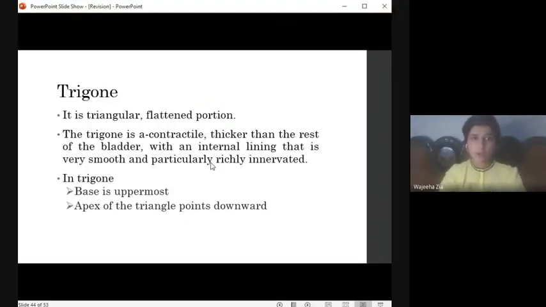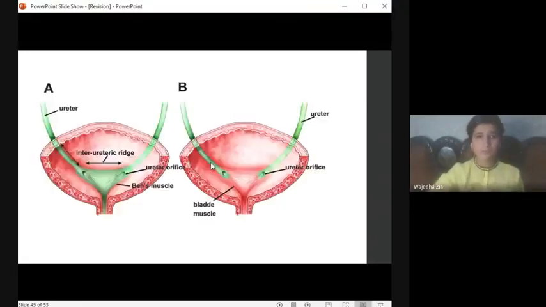Now let's talk about the trigone. Trigone is a triangular and flattened portion of the bladder. It has a contractile layer thicker than the rest of the bladder, with an internal lining that is very smooth and particularly rich in nerves. It has two parts. The upper one is the base and the lower one is the apex of the triangle. So the trigone is an inverted triangle.